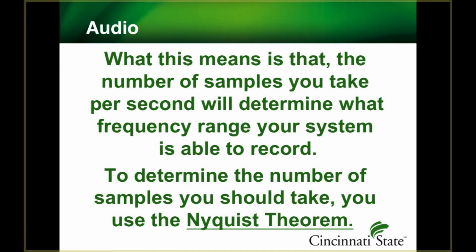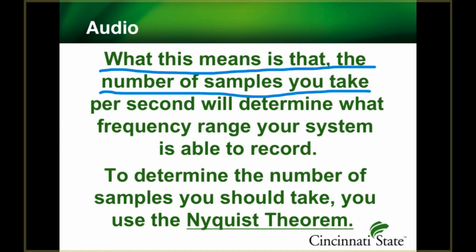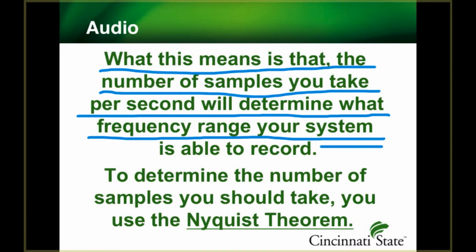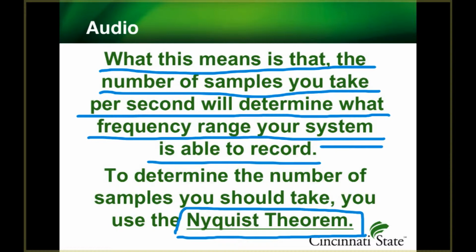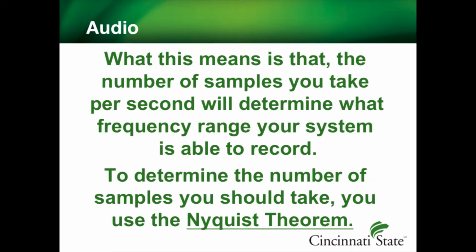So, what this means is that the number of samples you take per second will determine what frequency range your system, that's a recording system, is able to record. To determine the number of samples that you should take, use what is called the Nyquist theorem. Hint, hint, nudge, nudge, you may need to be able to quote what this is. The Nyquist theorem is very important when it comes to figuring out your sample rate or your sampling frequency, which mean the same thing.